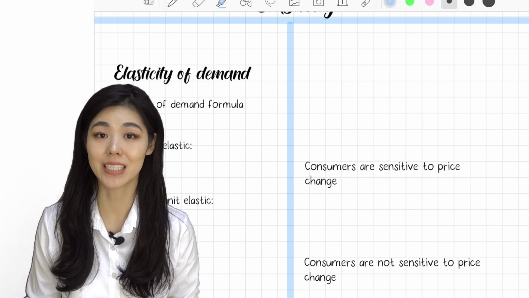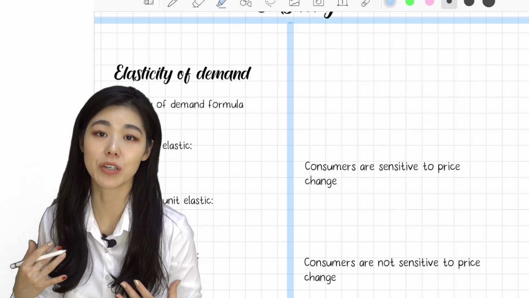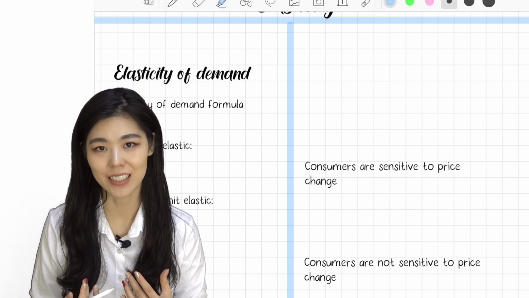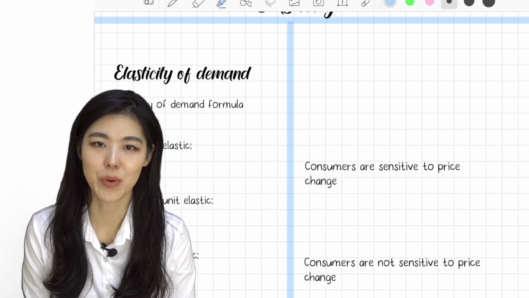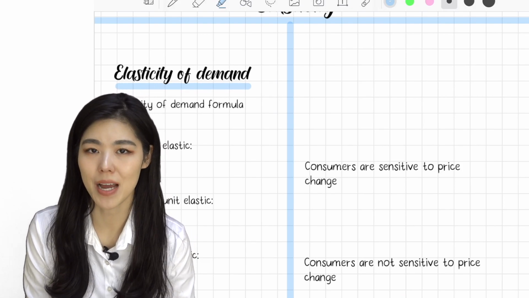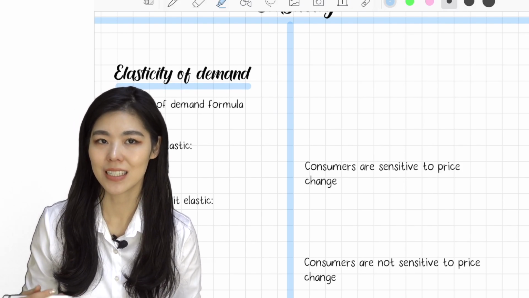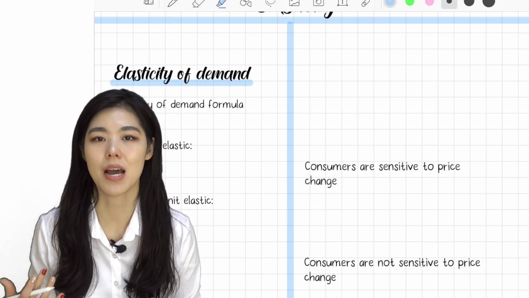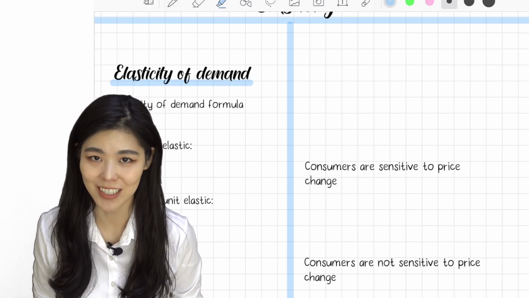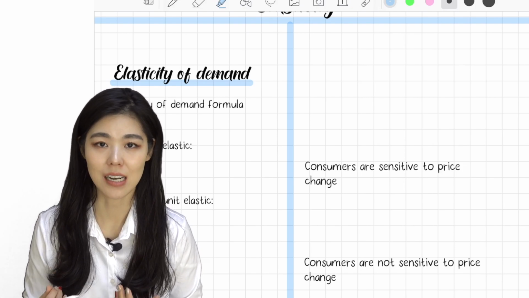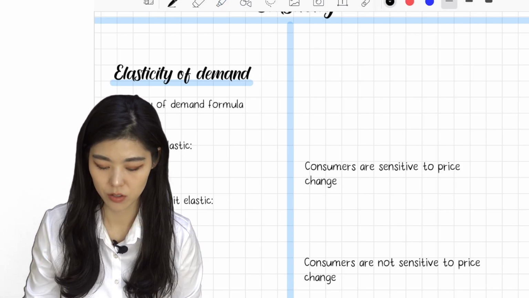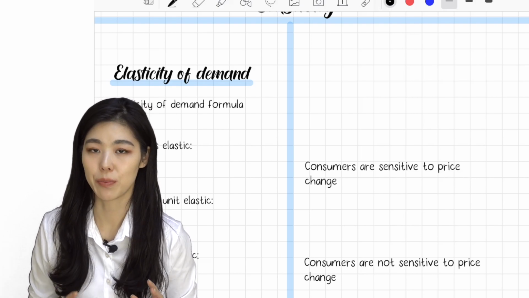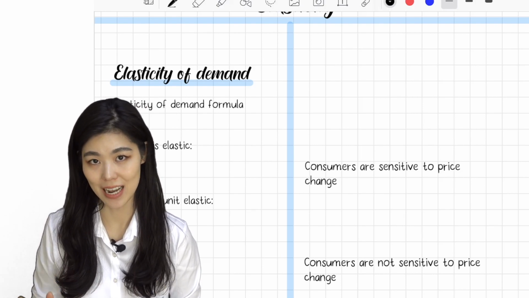Elasticity of demand means how sensitive the consumers are to changes in price. So, you know the law of demand: when the price increases, quantity demanded decreases. But then elasticity of demand answers the question, how much does the demand decrease if the price increases? That's the answer that elasticity will give you. So if you're sensitive to price, it means that you are price elastic.